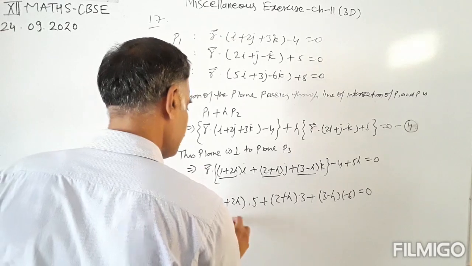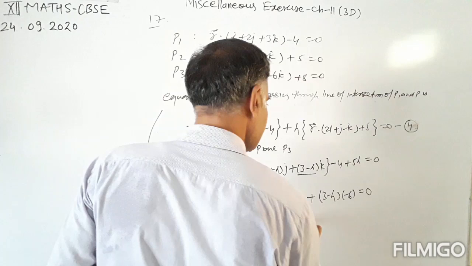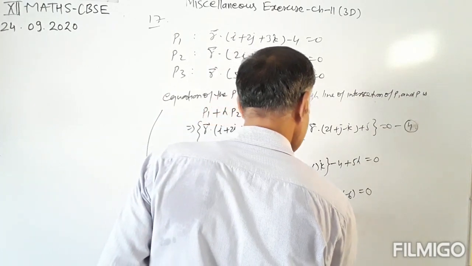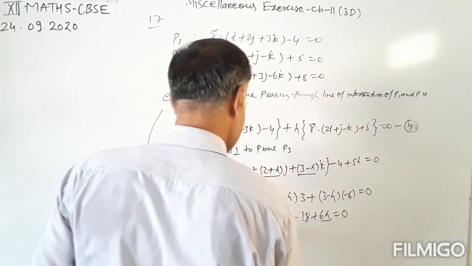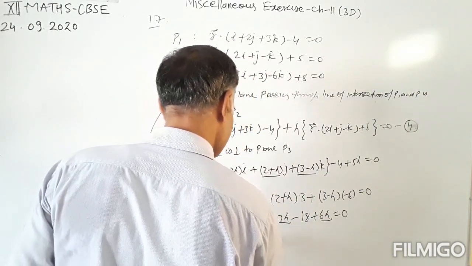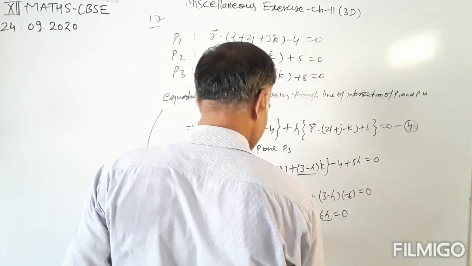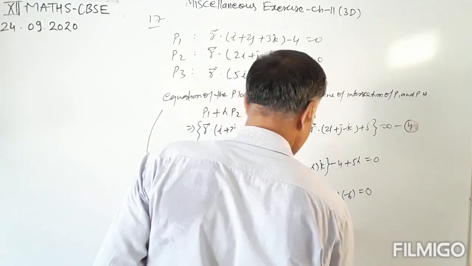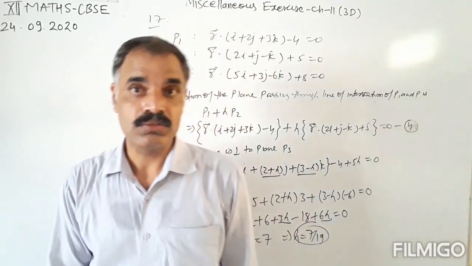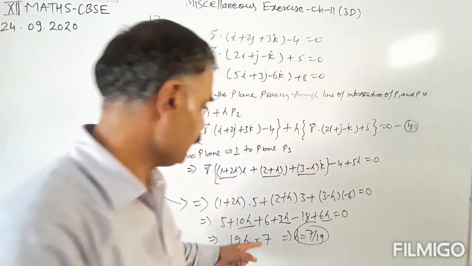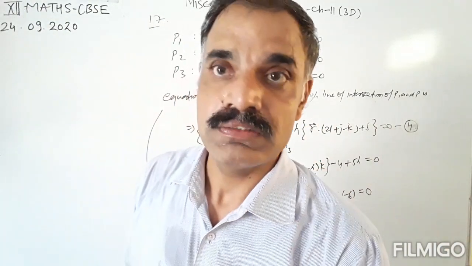So 5 plus 10 lambda plus 6 plus 3 lambda minus 18 plus 6 lambda equals 0. So 10 lambda plus 3 lambda plus 6 lambda is 19 lambda, and 19 lambda equals 18 minus 5 minus 6, that is 18 minus 11, which is 7. So lambda equals 7 upon 19. The value of lambda is 7 upon 19. Now we have to use this lambda in equation number 4 and we will get the required equation of the plane.